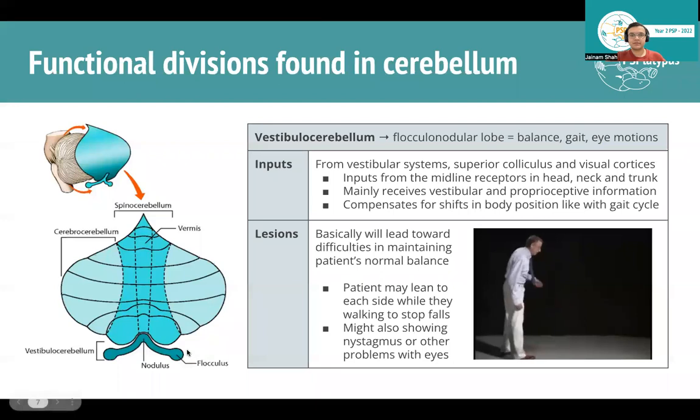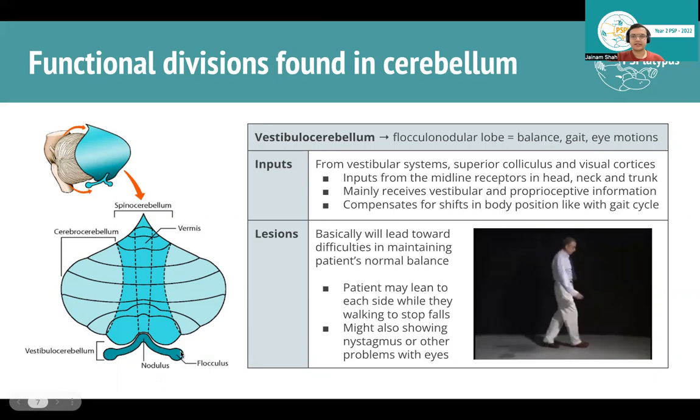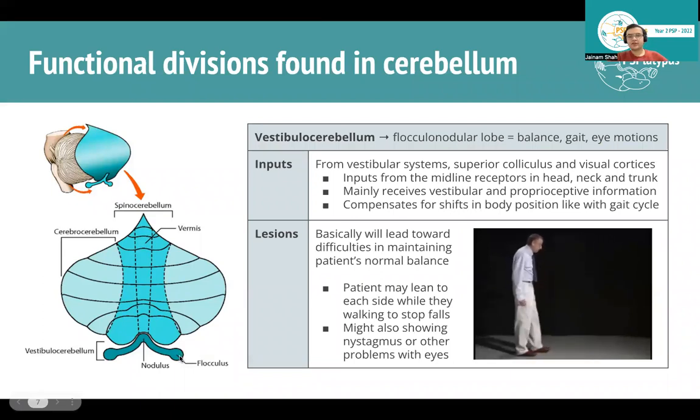The inputs of this are going to be the vestibular system, the superior colliculus, which is responsible for getting inputs from the eyes, as well as the visual cortices. The inputs are mainly from the midline receptors in the head, neck, and trunk that are the vestibular systems. And it's mainly going to receive vestibular and proprioceptive information. And essentially, the main thing it does is compensate for shifts in body position.